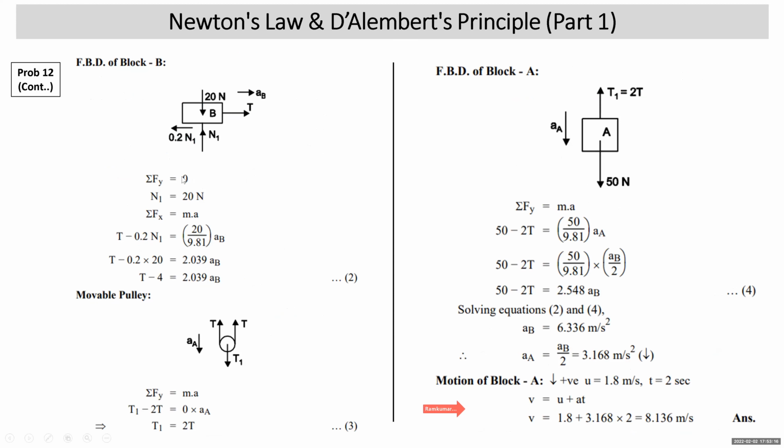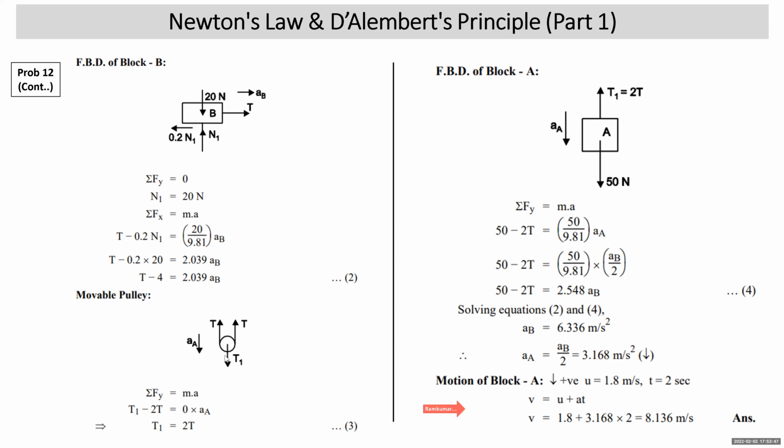Now, let's draw the free body diagram of block B. Its weight is 20 Newton, vertically down. Normal reaction is N1. Acceleration is to the right, AB, and tension. Friction is to the left as motion is to the right. Sigma Fy is equal to 0, so N1 is 20 Newton. Sigma Fx is equal to MA: T minus 0.2 N1 is equal to MA. Substituting N1 into 20 upon 9.81, you get one equation: T minus 4 is equal to 2.039.